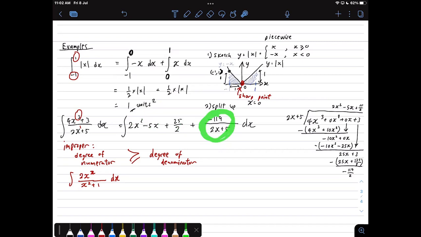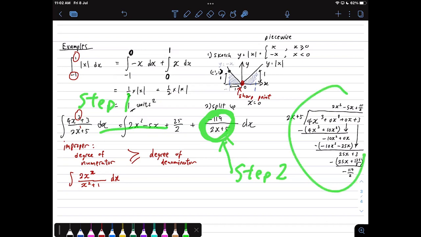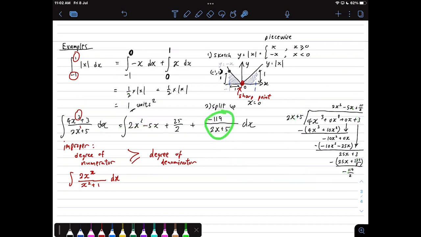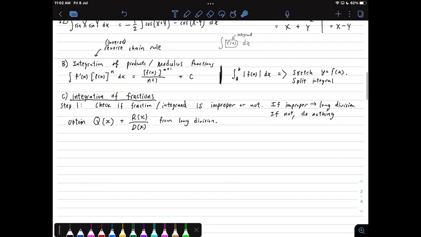I'll move on to step 2 now. This is our target in step 2. Previously, we were doing step 1. Step 1 is to check if it's improper, then do long division. Once we get this, we can deal with it using step 2, step 3 and some other steps. For the front part, it's quite obvious, so I'm not going to talk about it. You're just using x power n, integrate to become x power n plus 1 divided by n plus 1. The first formula. You know how to do this from AMAX already. Okay, moving on. Step 1 done.